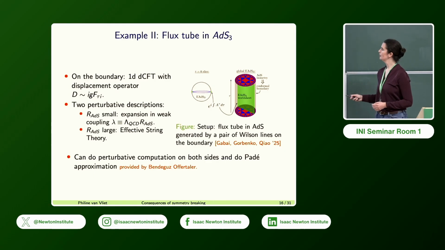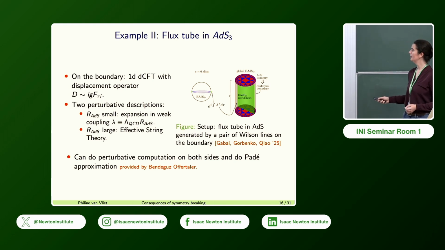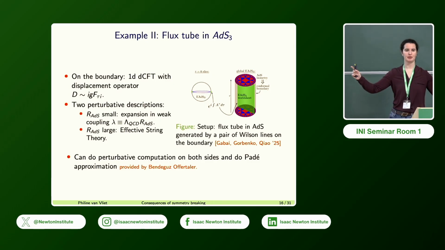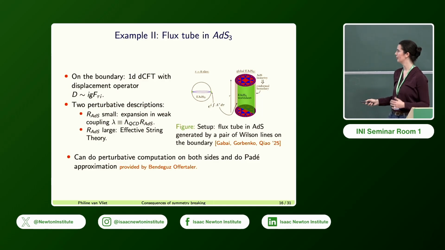So there's two perturbative descriptions. We can either take small radius of AdS, this is going to be an expansion in weak coupling, or we can take this radius to infinity, and then you can do computations in effective string theory. So you can do these perturbative computations on both sides, and then you can do a Padé approximation to get a prediction for all couplings.